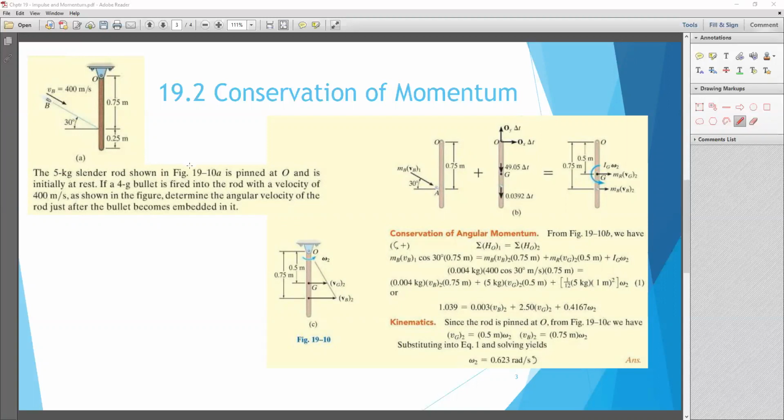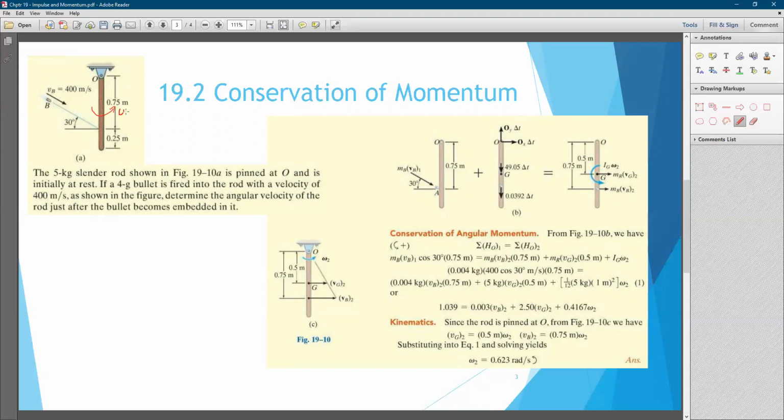Okay, and the speed of the bullet is 400 meters per second. In this problem, we want to determine the angular velocity of the rod just after the bullet becomes embedded in it, which means we want to determine the omega of this particular rod right after the bullet is fired towards this part here.